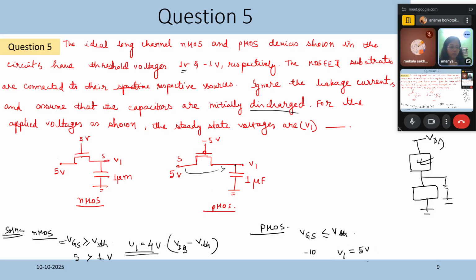It will be a maximum of 5 volt, because that is the voltage this capacitor is trying to charge to. It's like this terminal is connected to this terminal. So the PMOS can pull up the load to the VDD value. That is why these are very good pull-up transistors. You can try it for the pull-down transistor, where you will see that NMOS can pull down to a very low value, while PMOS cannot. So that is the advantage of using CMOS technology.